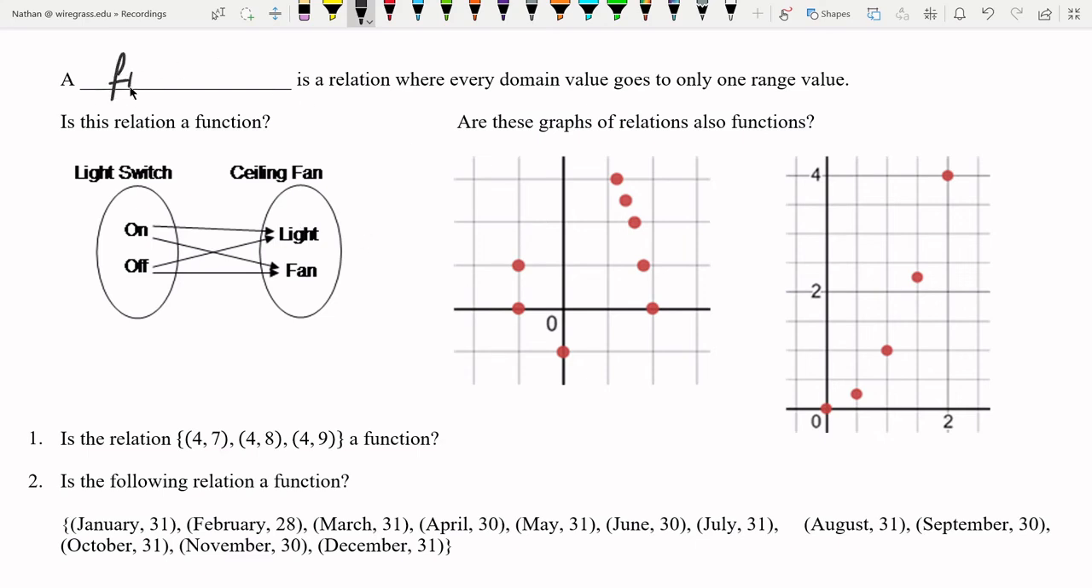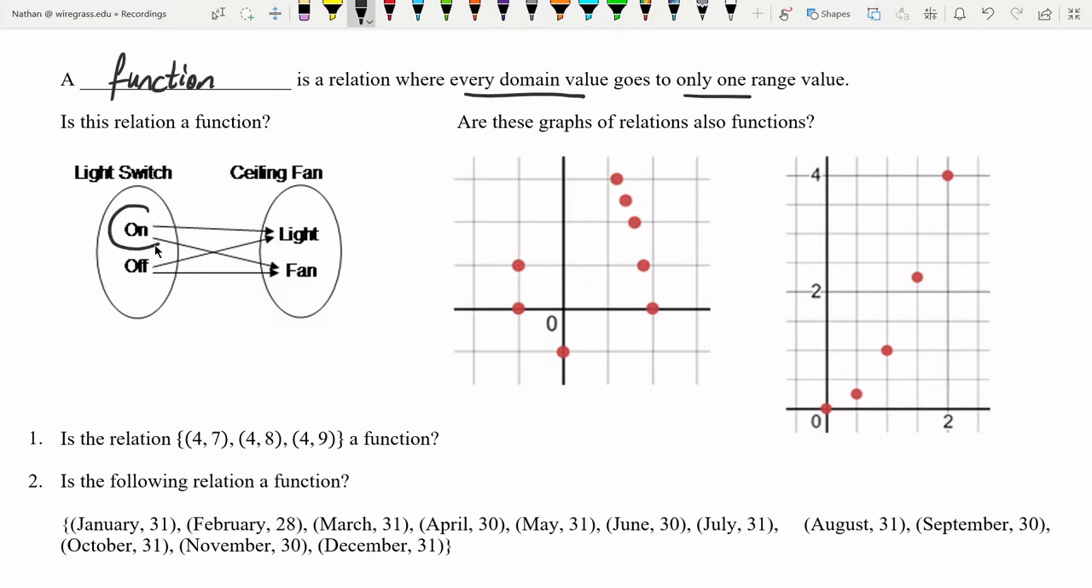A function is a relation where every domain value goes to only one range value. So here we have a function labeled in these balloons. Think of this like a light switch on a wall going to a ceiling fan that's got its light turned on. Then the on switch goes to both the light and the fan, and the off switch goes to both the light and the fan.